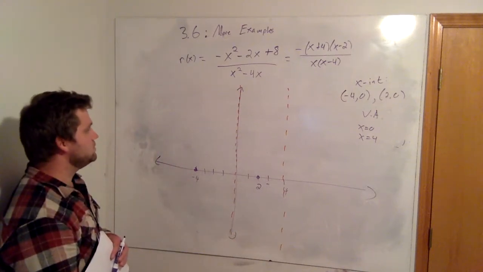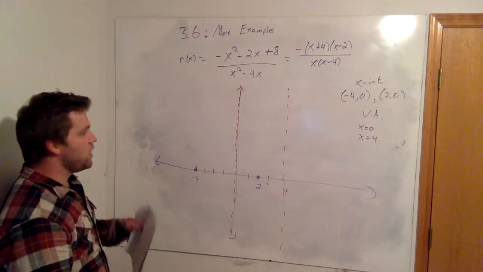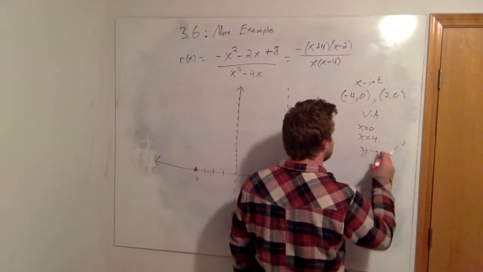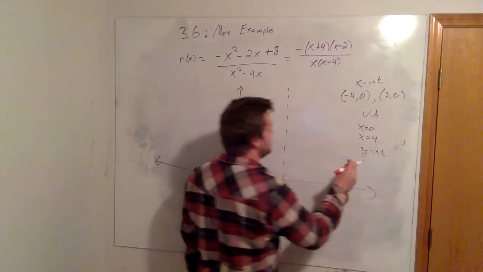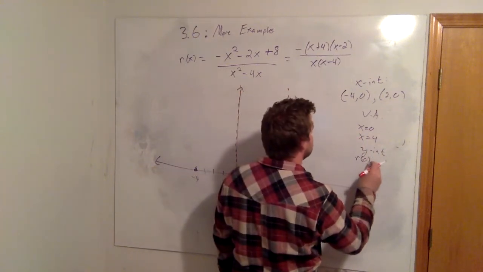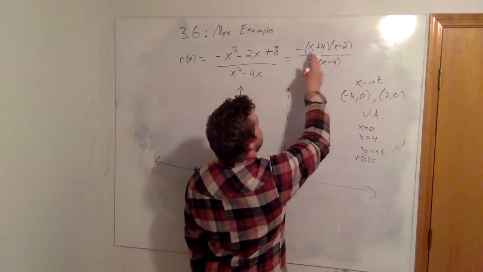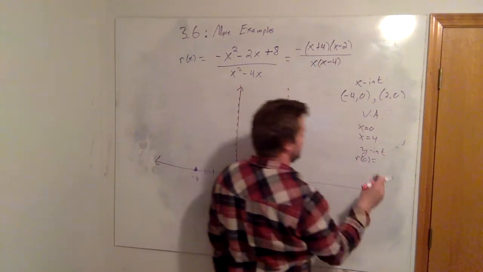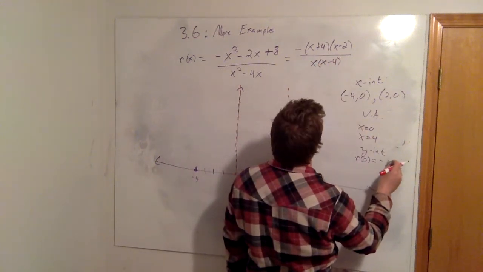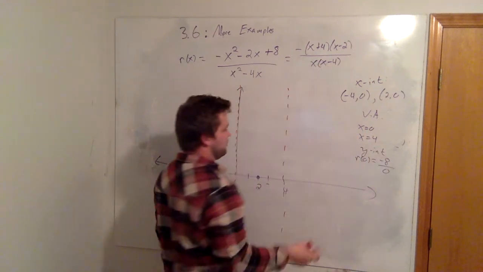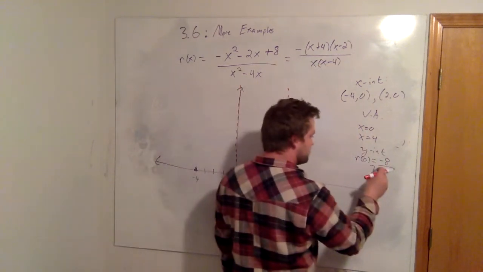What else do we know? Let's think about the y-intercept. If I try to evaluate this function at 0, notice I'm going to be dividing by 0. If I plug in 0, I'm going to get a 4 times a -2. So I'm going to get what? A -8 all over 0, because I'm going to get 0 times -4, which is 0. There's no y-intercept.